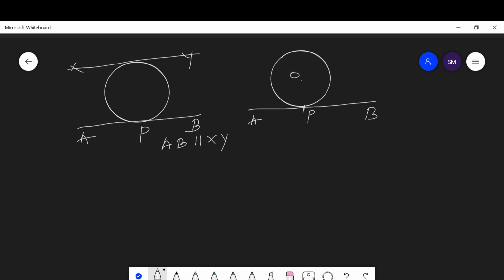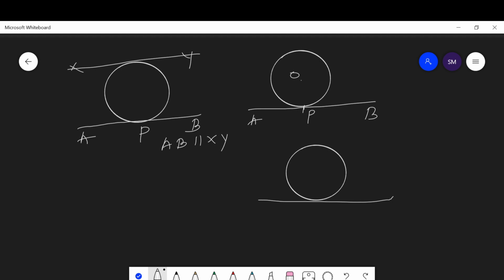Then another property says the tangent to a circle intersects it in one point. A tangent always intersects the circle at a single point. When it intersects the circle at 2 points, it cannot be a tangent. It should be a secant to the circle. Then the fourth property says a line intersecting the circle at 2 points is called a secant.